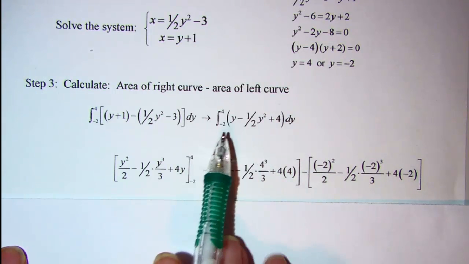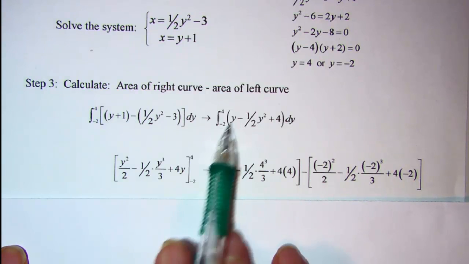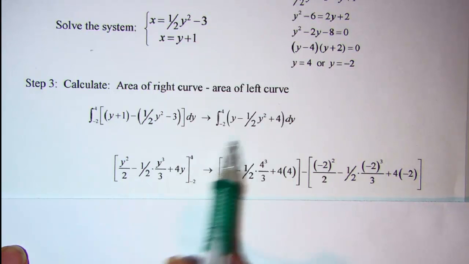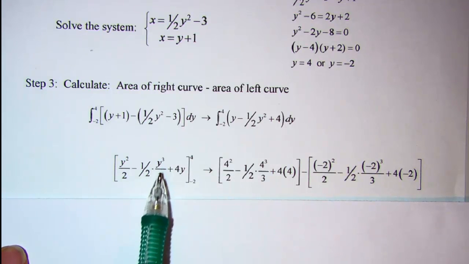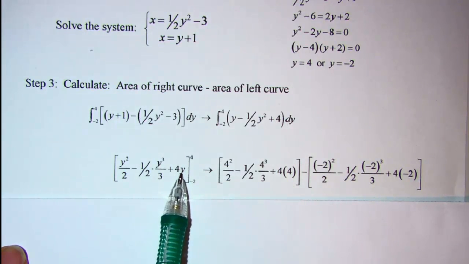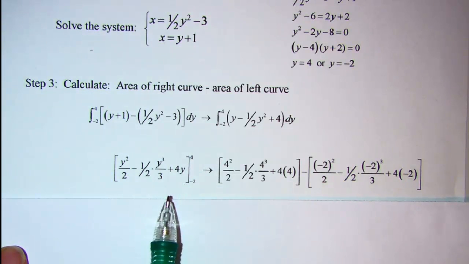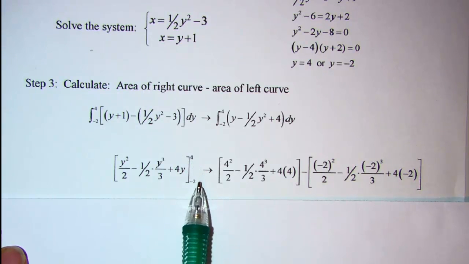Just use the power rule then: increase the exponent by 1 and divide by the new exponent. So here we have y squared divided by 2, and then minus 1/2 times y cubed divided by 3, plus 4y. And that's calculated from -2 to 4. The fundamental theorem of calculus says that we'll first evaluate this expression with 4 substituted in for y, and then subtract from that the value when we substitute in -2.